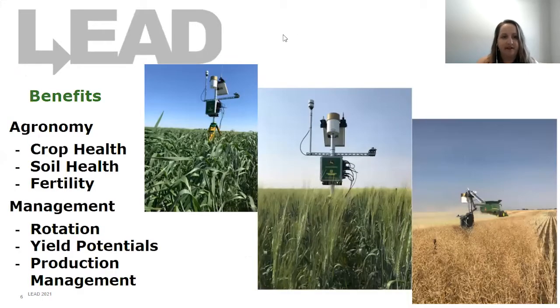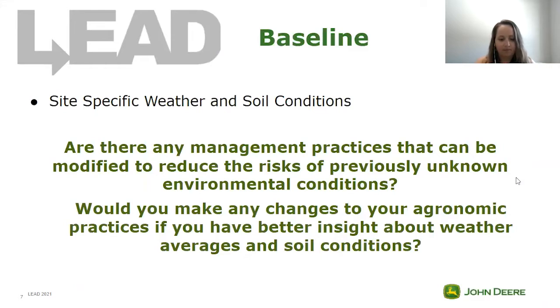So some of the main benefits when it comes to agronomy that the weather and soil information can provide are crop health, soil health, and fertility. Some management benefits are rotation planning, yield potentials, and production management. Now that we have this information and we're gathering it, we're creating a baseline for our site-specific location, both weather and soil conditions. And those weather conditions, again, are both current and historical.